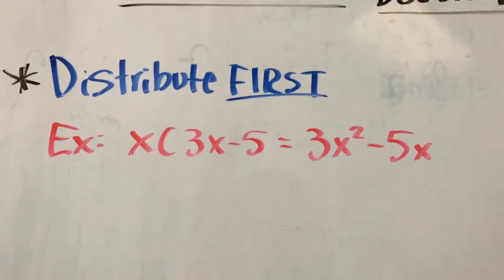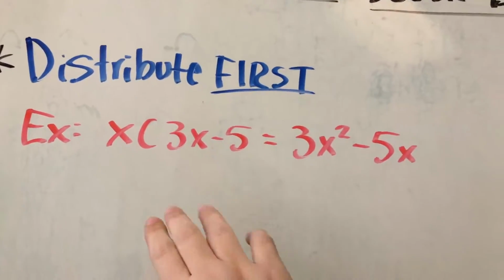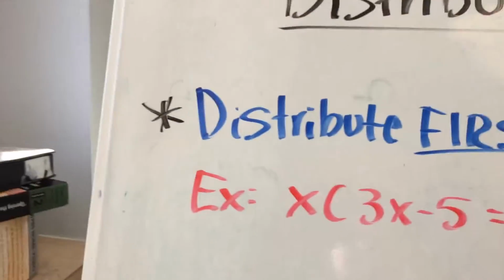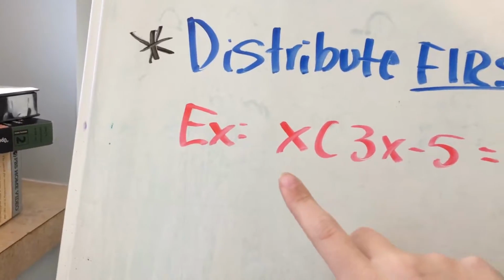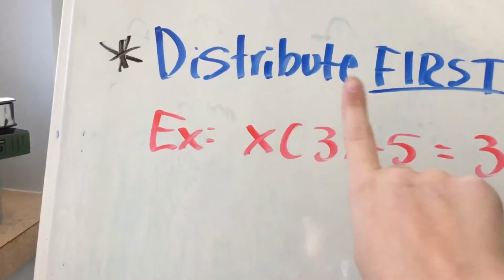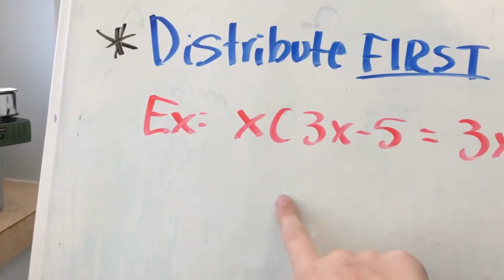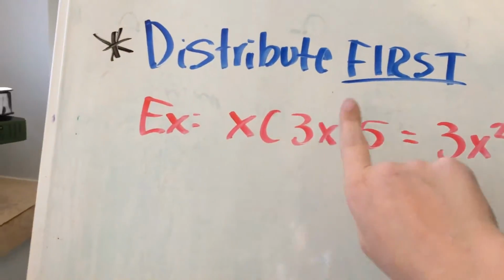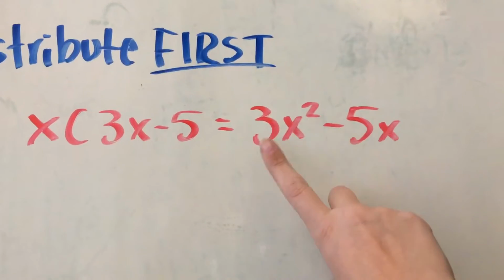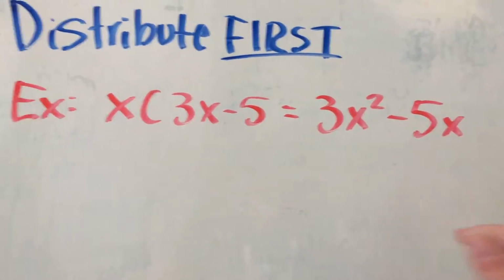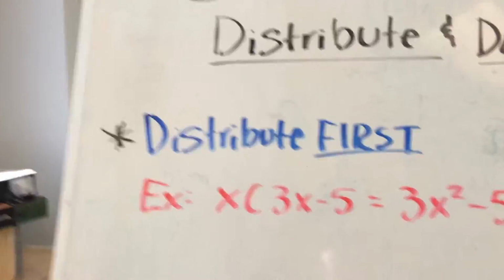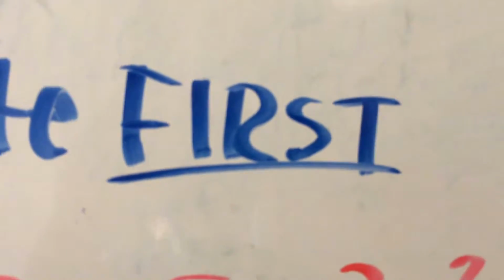Okay, so this is how to distribute and double distribute, but let's get to that later. Distributing is really easy. If this is our example, then we're just going to move that over there and over there. Distribute it, so x times 3x minus x times 5, which leaves us with 3x squared minus 5x. You want to distribute first.